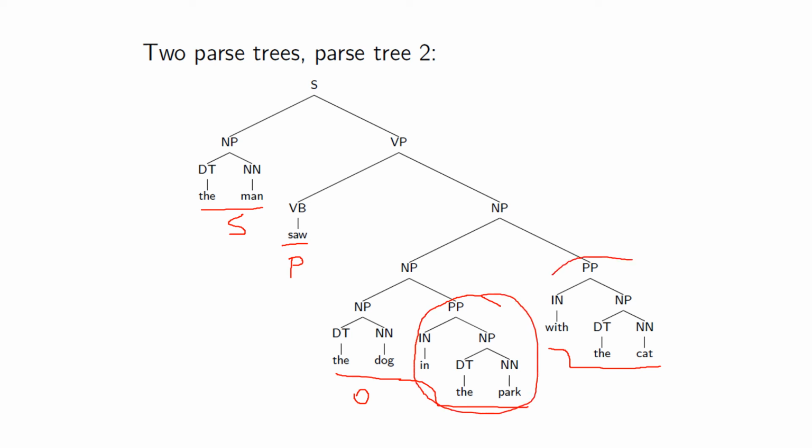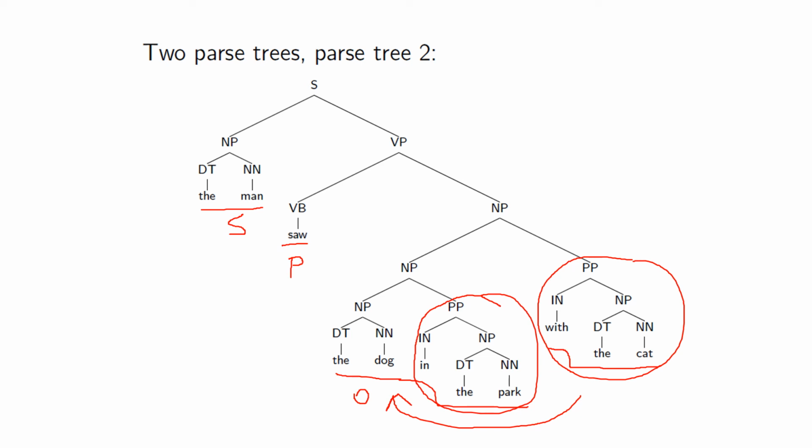Now we can see that these two prepositional phrases are now separated. So "in the park" is separated from this other prepositional phrase, "with the cat." So "with the cat" now does not refer to the park, but to the dog. So this cat is probably company for this dog. The interpretation of this sentence is that the man saw the dog in the park, the dog was in the park, and the dog was with the cat.